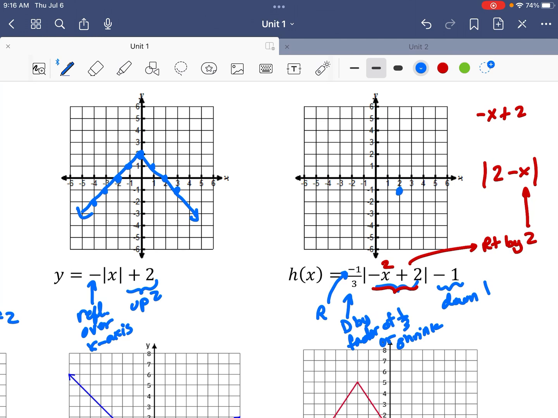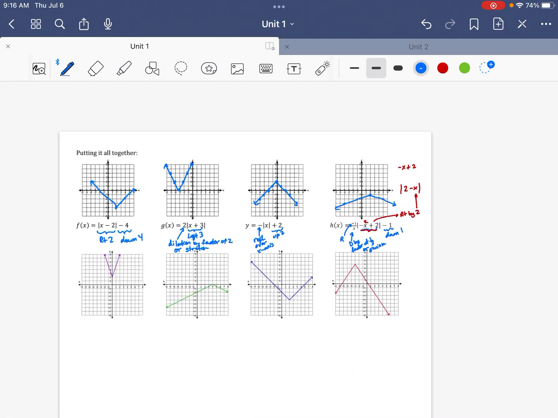So there's my new vertex. I have to make sure I'm upside down and my slope is 1/3. So there's 1/3, there's 1/3. All right, and so go a little bit further that way. There's my new picture. And of course you can check these on Desmos or your calculator.